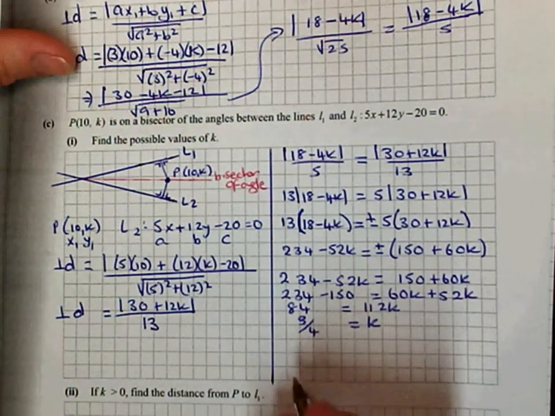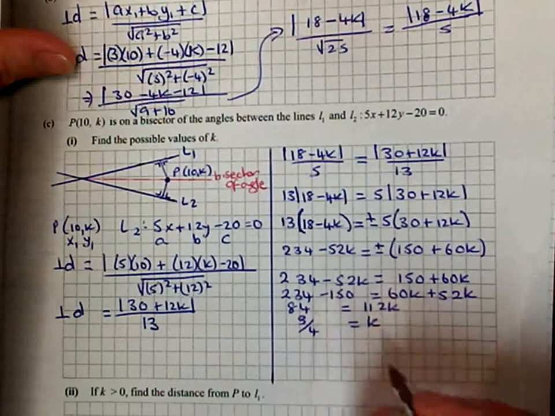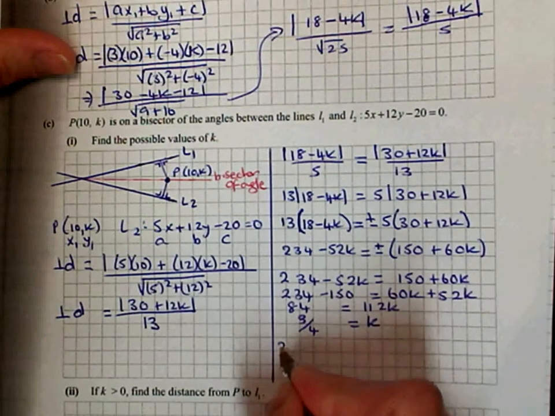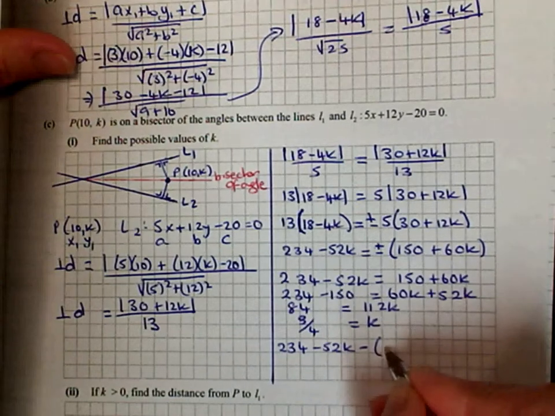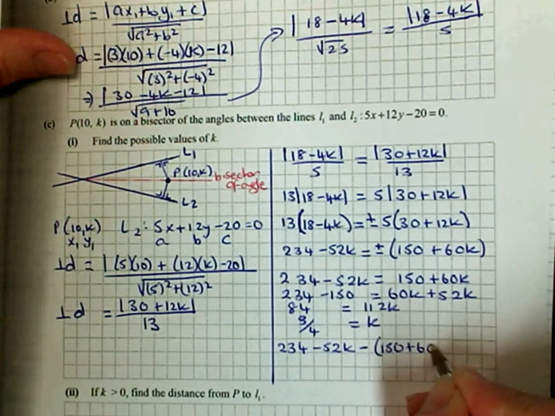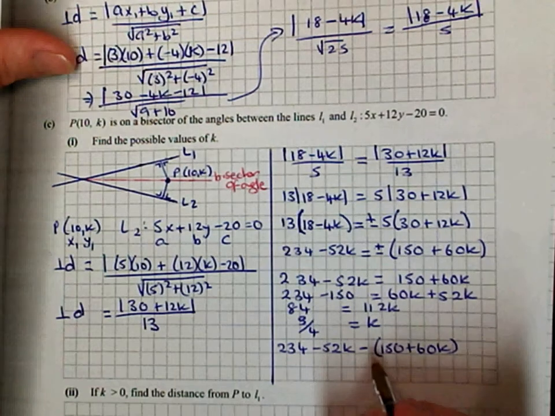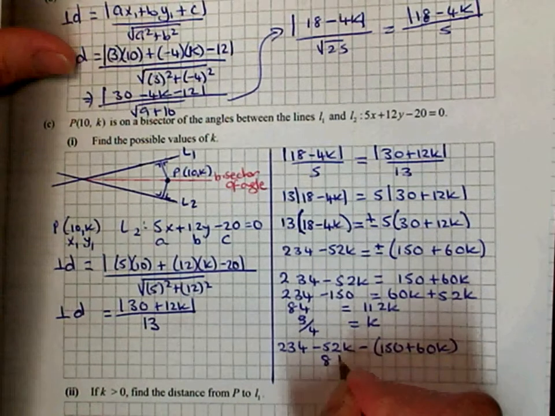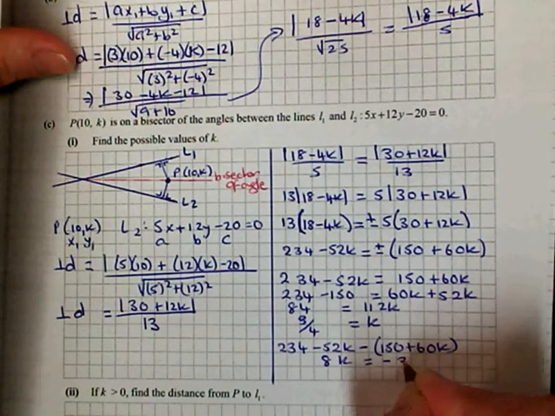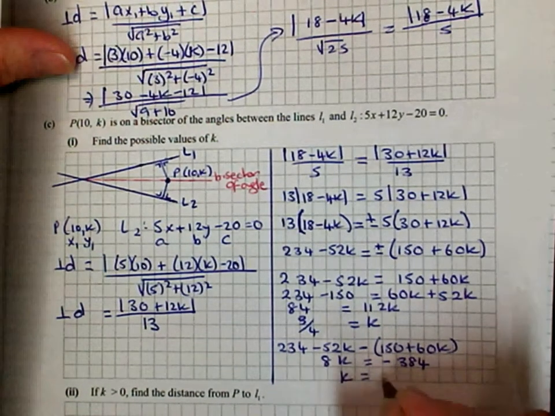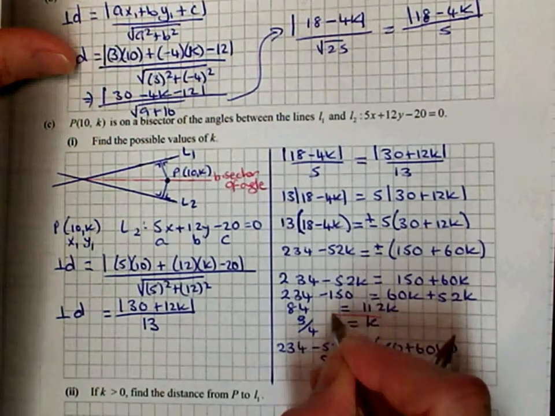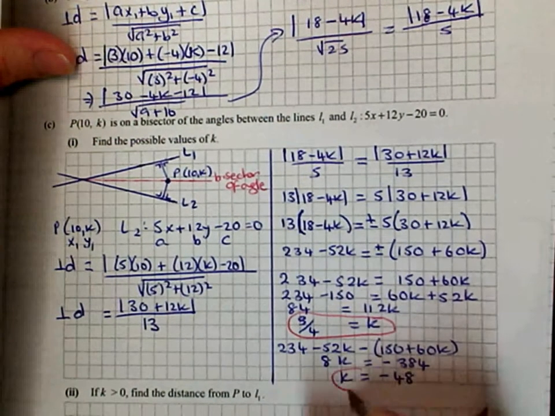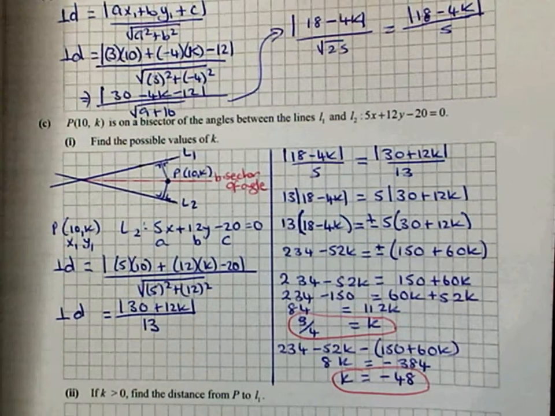And then taking the negative version, you take 234 minus 52k equal to minus 150 plus 60k, and when you multiply that out you'll end up with 8k is equal to minus 384 and k is equal to minus 48. So they are your possible values of k, 3/4 and minus 48.